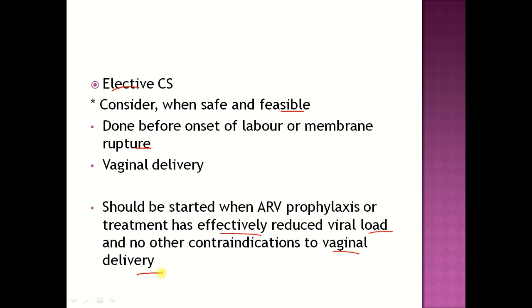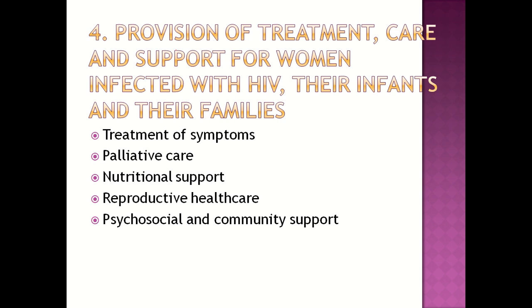So fourth is provision of treatment, care and support for women infected with HIV, their infants and their families. In the first stage, these women have already been infected with HIV as well as their infants. So here is how to treat and provide care as well as support for them and their families. So first of all, you do treatment of symptoms, you give palliative care, you give nutritional support, reproductive health care, and psychosocial and community support.